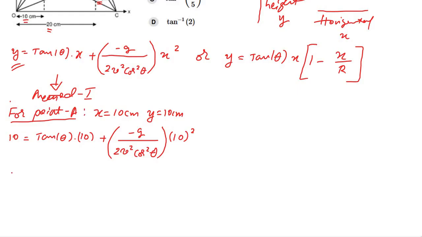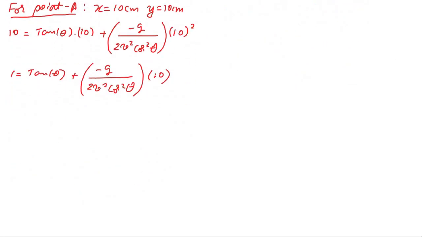We see 10 as common on LHS as well as RHS. We shall remove 10, so 1 equals tan theta plus the same stuff in the bracket, minus g divided by 2 times v square cos square theta, right? Now it is multiplied by only 1 times 10. So this is the thing I get when I deal with the point A. So this is my equation 1. Okay, so now for point B.